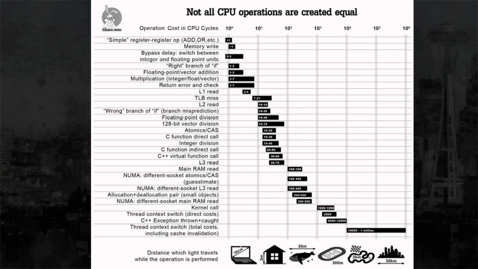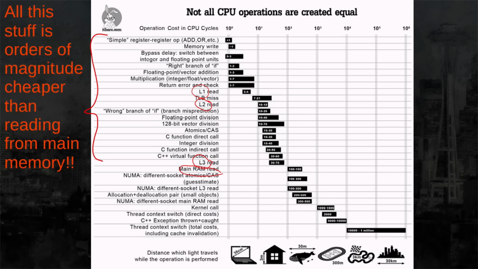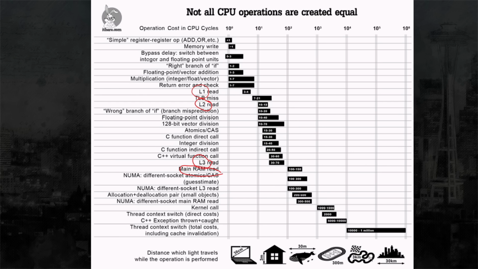So we have, thanks to ithare.com for this chart. And if you later, just go look up this chart because it's super interesting. And I'm only going to highlight a couple points here. But what I want to point out is where those L1, L2, and L3 are on this chart, right? And if you look over here, every time we go down, it's an order of magnitude, right? L1, really fast, okay? L2, order of magnitude. L3, order of magnitude. Main RAM, order of magnitude, right?